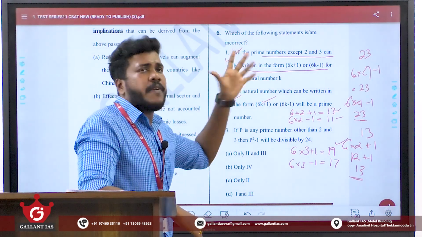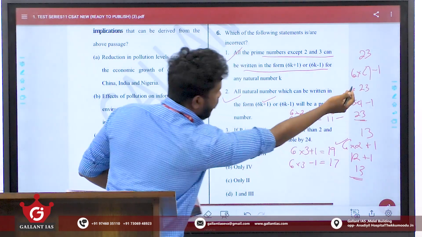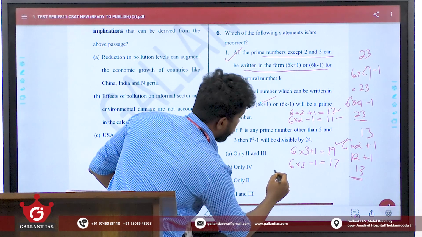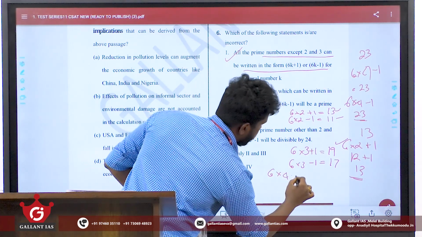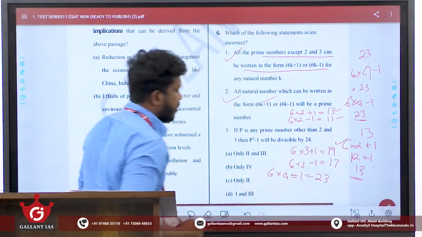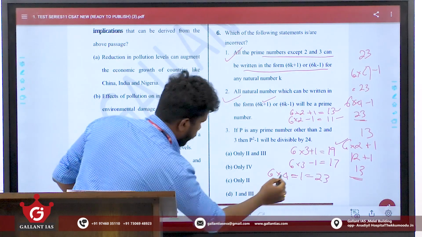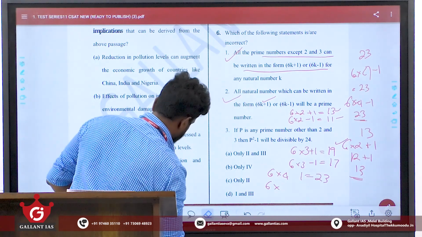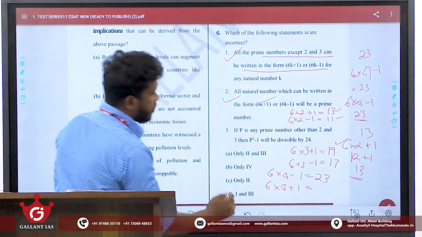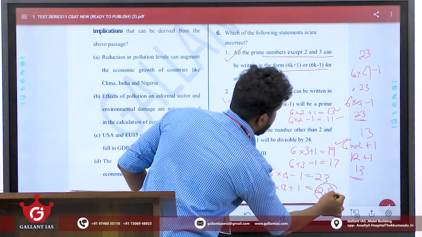Now let us assume some more values. 6 into 4, sorry, 6 into 4: 6 fours are 24. 24 minus 1 gives 23. But here we need 6 into 4 plus 1, so hold on one second. Now 6 into 4 plus 1: 6 fours are 24, 24 plus 1 is 25, and 25 is not a prime number.